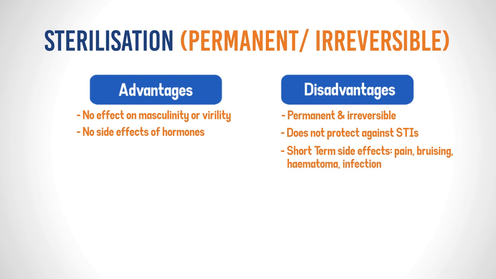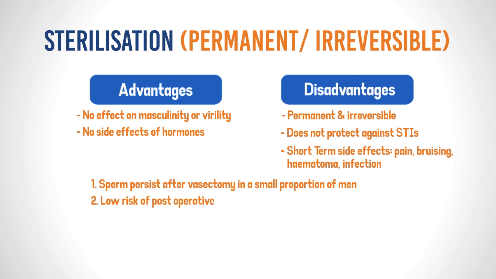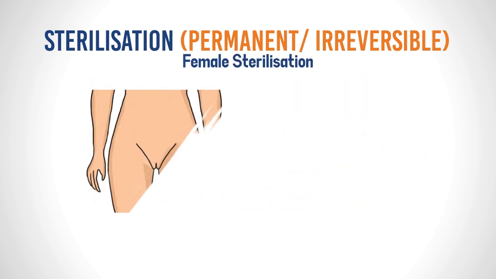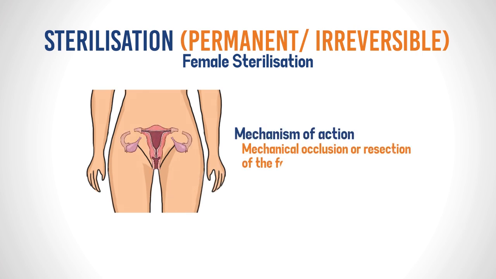Short-term side effects: pain, bruising, hematoma, infection. 1. In a small proportion of men, sperm will persist following vasectomy. If sperm is still noted 7 months post-vasectomy, then it will be deemed a failure. 2. Low risk of post-operative testicular, scrotal, penile, or lower abdominal pain that is rarely severe and chronic in some men. The female sterilization method works by mechanical occlusion or resection of the fallopian tubes.